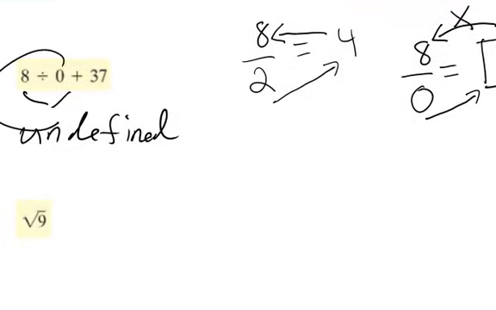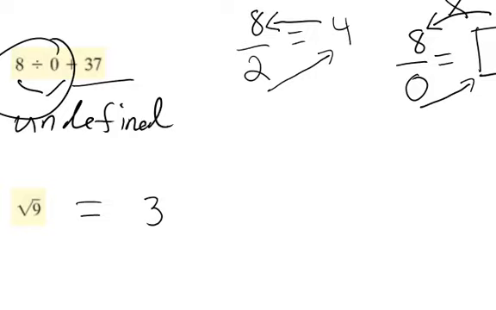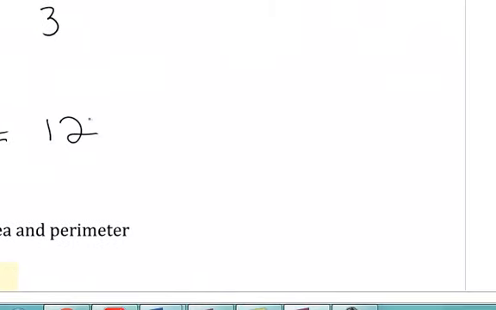The fact that this part is undefined means that the rest of it is undefined too, because I can't add 37 to undefined. All right, the square root of 9. The square root of 9 is asking me what number times itself gives me 9. Well, that would be 3. What number times itself would give me 144? That would give me 12.